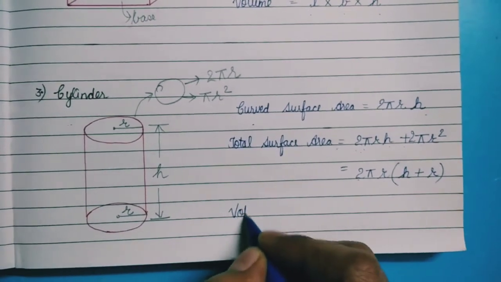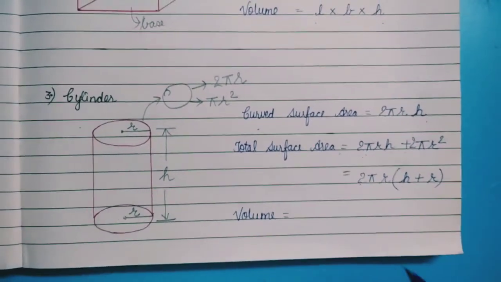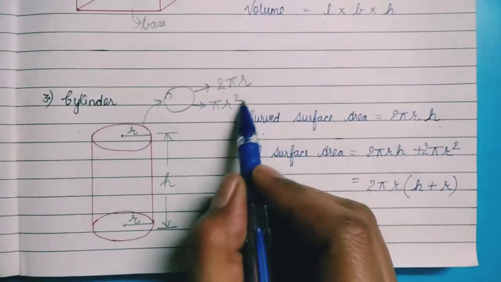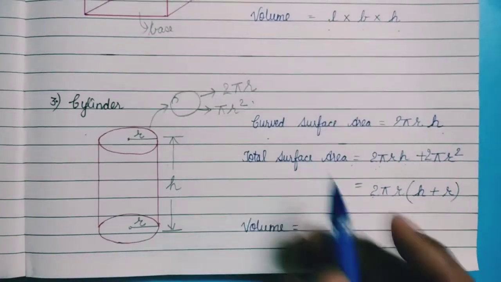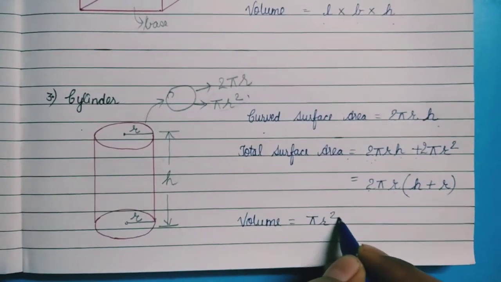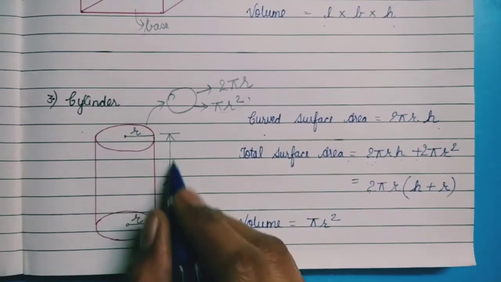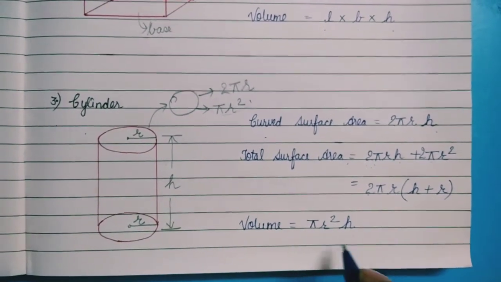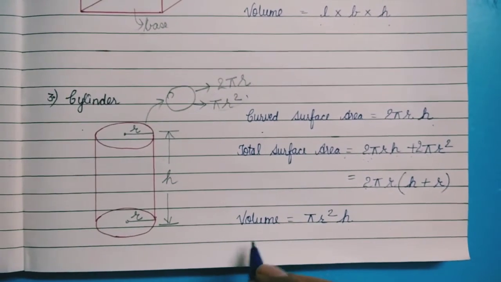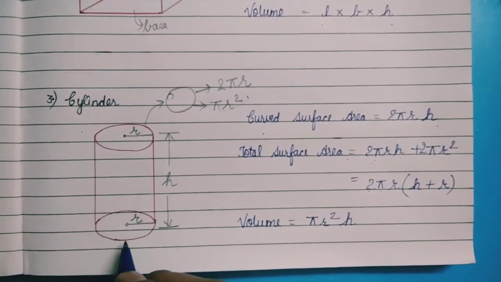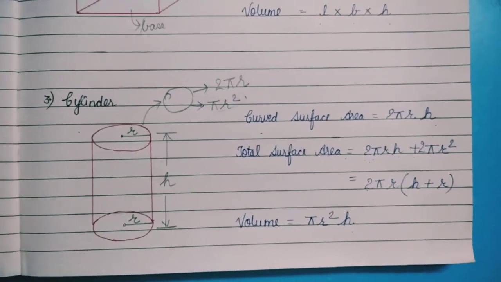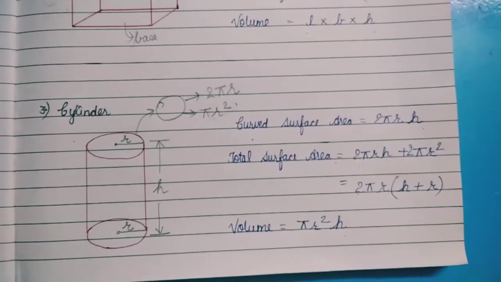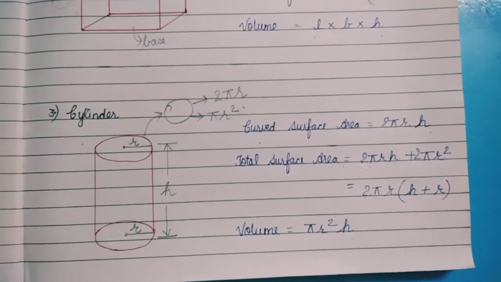Now the last thing that we need to see is the volume of a cylinder. So simply, what is the area of a circle? Area of a circle is pi r square, and with pi r square we will multiply height. So this pi r square h will give us the volume of the cylinder, how much material can come inside the cylinder. So here we completed all the basic things of the chapter that we need to see.